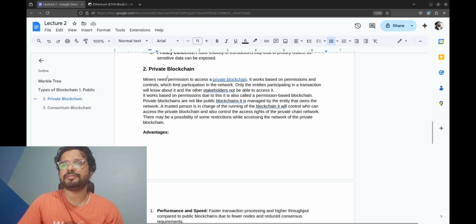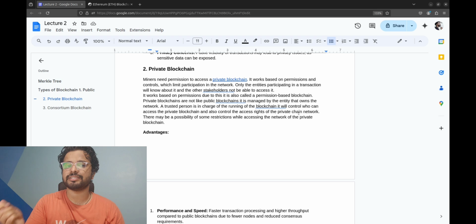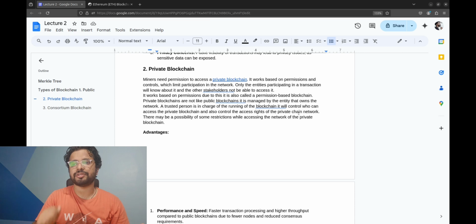Okay, these are the points that I have added. It is permissioned only. Private blockchain is also called permissioned blockchain. A trusted person is in charge of running the blockchain, and it is up to that person or that organization to make sure there is no malicious activity.